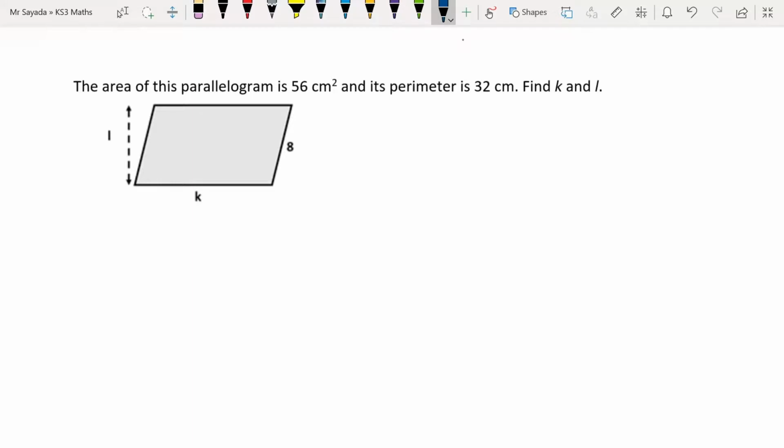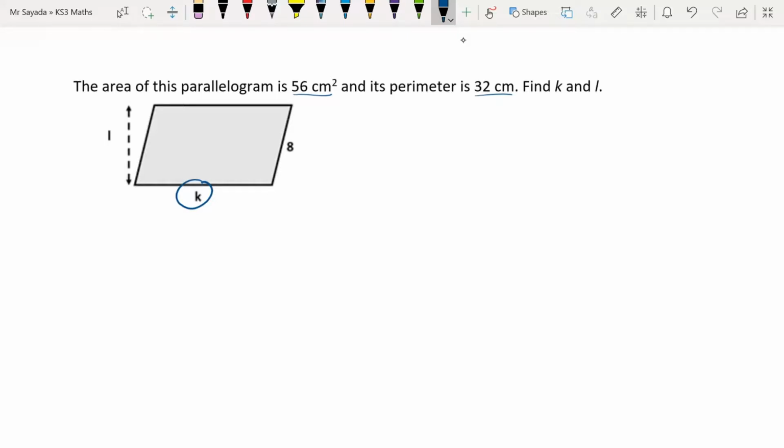Which piece of information are we going to use to work out K? Are we going to use the area, or are we going to use the perimeter? Say your answer to the video now. You should have said that we're going to work out the perimeter. So I'd like you to try and work out K using the perimeter. Pause the video while you do that. Press play once you're ready.